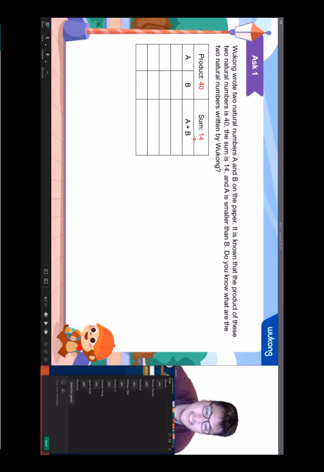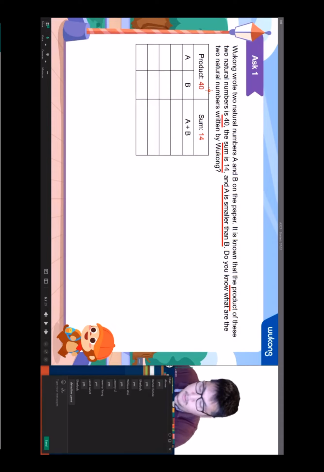Now, Wukong wrote 2 natural numbers A and B on the paper. It is known that the product of these 2 natural numbers is 40 and the sum is 14. Now, you need to understand, guys, A is smaller than B. So, do you know what the 2 numbers are? So, let's get started, guys. So, what should be the first list that makes product of 40? Remember, product is times and sum is plus. Don't worry about sum first. Let's do with product. How do we make 40, guys?